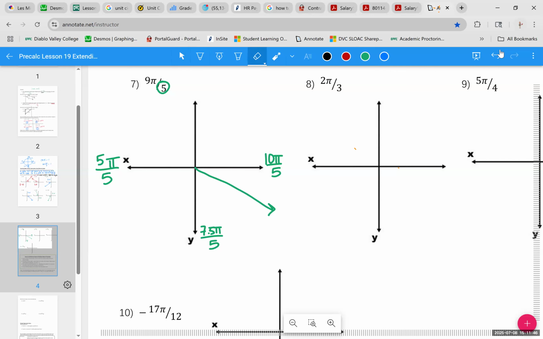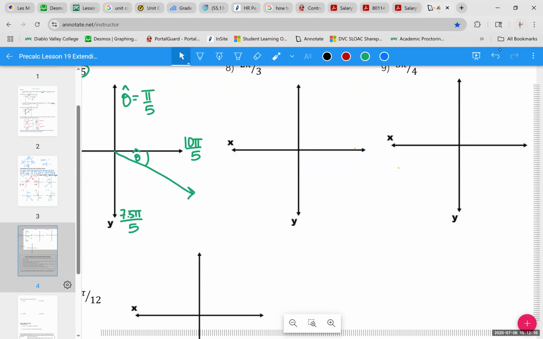Now its reference angle will be right here between that terminal ray and the x-axis. And if I'm going to try to figure out what that's equal to, you can do this. All the way around would have been 10 pi over 5. This angle is 9 pi over 5. So what's left? 1 pi over 5. See, now that was not so bad. You got this. All right, let's do another one together.